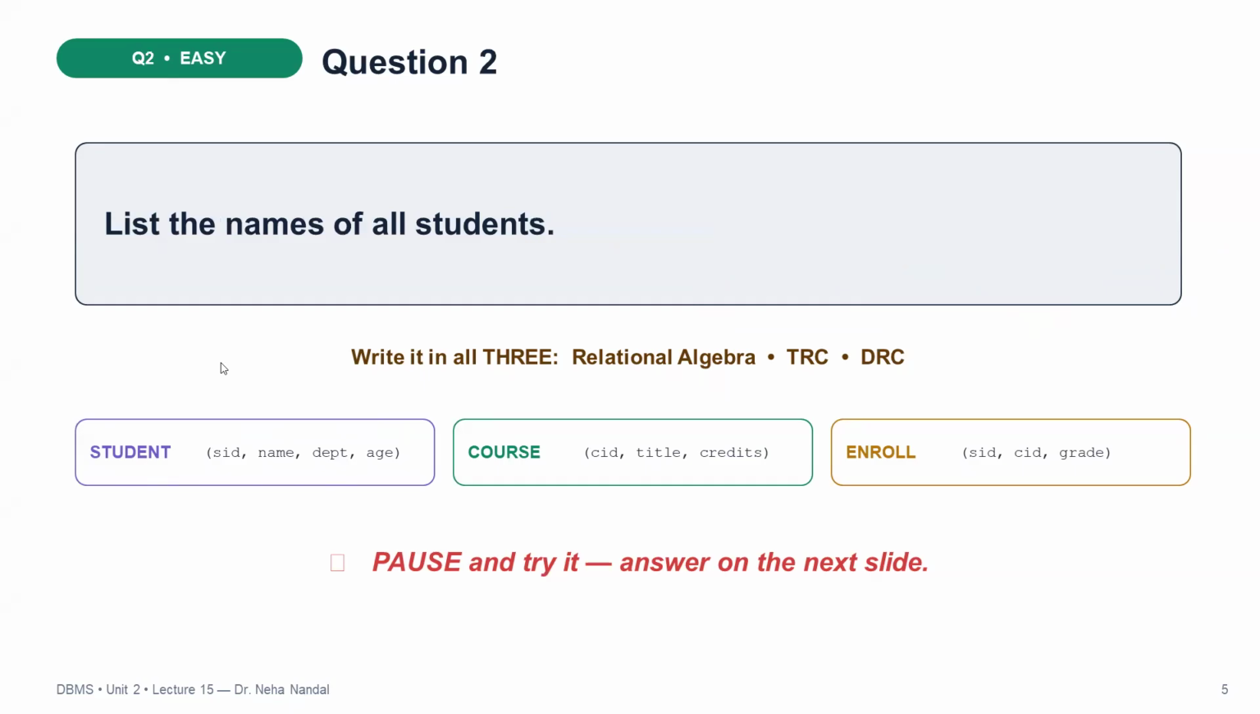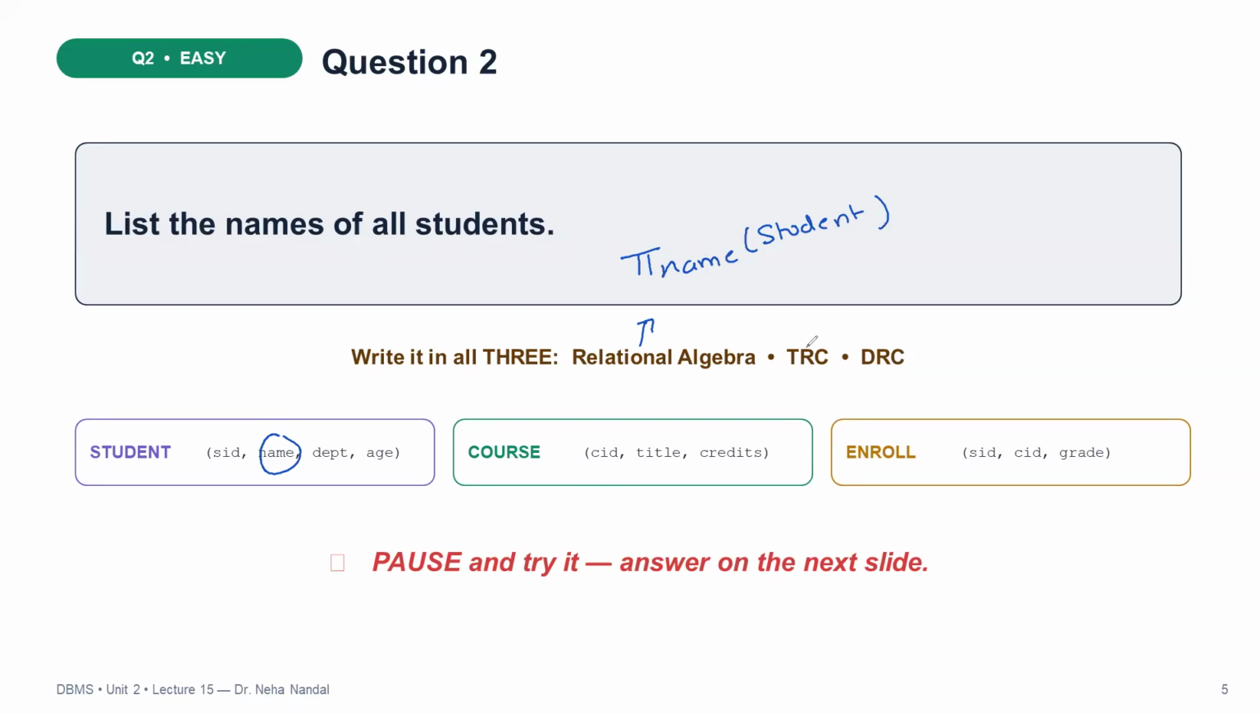The second question is: list the names of all students. We want to just list out the names of all students. Let's see how we will do that. First try it with relational algebra. Again, we have to list out the names, so here we want to project only the name. That's the first thing. And of all the students, there is no other condition given. From which table do we want to display these names? From the student table. Your answer is here.